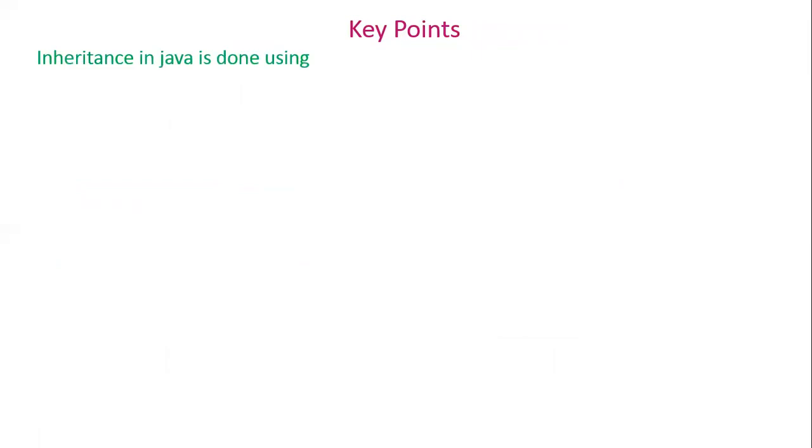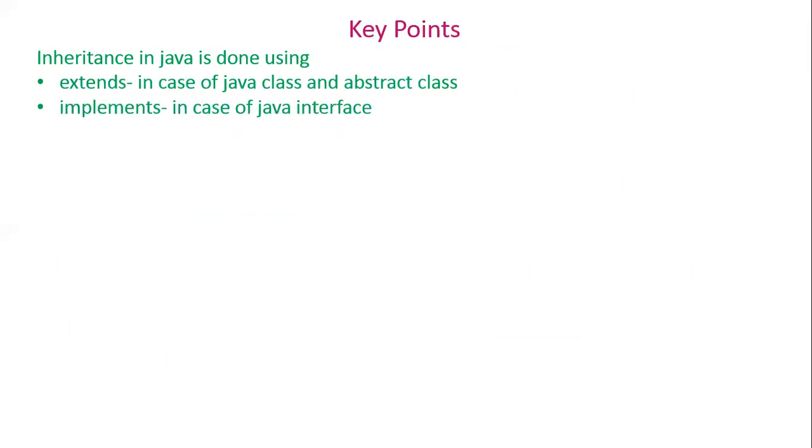Inheritance in Java can be done using the extends keyword in the case of a Java class and abstract class, and we have to use the keyword implements when we are implementing or using multiple inheritance. For interface and abstract class, you can refer to my videos on interface and abstract class. I'll provide a link in the description box.